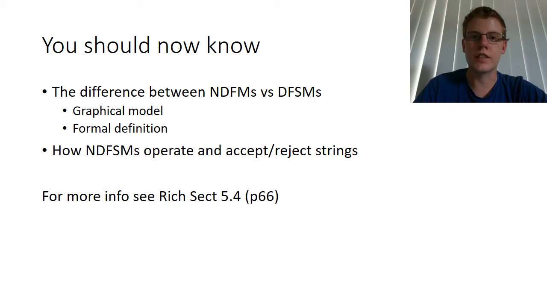So that's it for this introduction to non-deterministic finite state machines. What you should know from the video is the basic difference between the deterministic and non-deterministic versions in terms of how their graphical models might differ and how their formal definitions differ. And you should have a rough understanding of how a non-deterministic finite state machine operates and under what conditions it accepts or rejects strings from a language. If you want more information on this before the lecture, you can see page 66 onwards in your textbook.